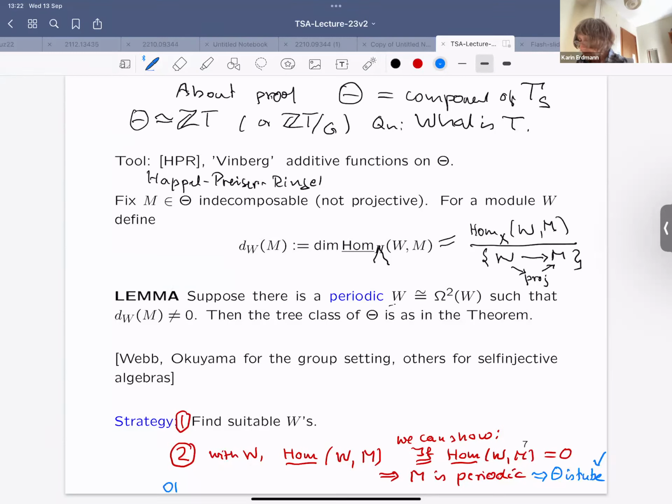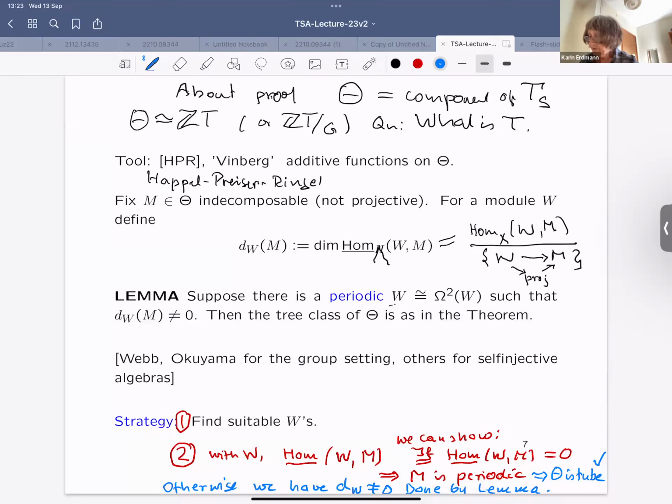And otherwise, we have a non-zero d_W non-zero. And then we can use the lemma, so we are done by the lemma. So that's enough to do, right? Right, so two things to do. One is finding W, finding a suitable module, and the other one is actually doing the hard work and showing that the stable homomorphisms are 0 in this case, right? Okay, if they are 0.